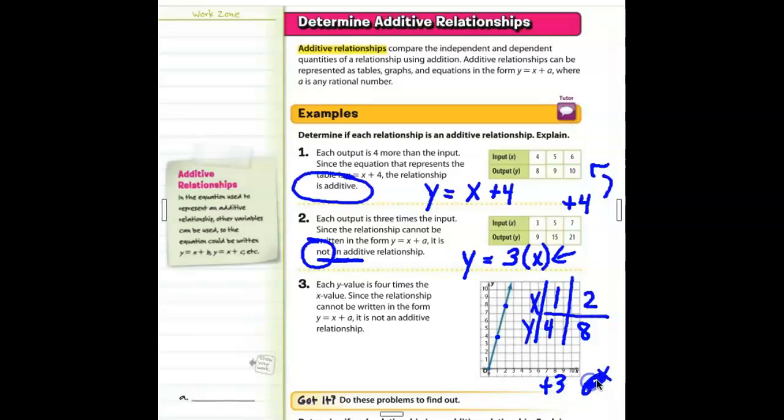by 4. Okay, so 1 times 4 is 4, yes. Is 2 times 4 going to be 8? Yes. 1 plus 3 is 4. Is 2 plus 3 going to equal 8? No, so this is not an additive relationship. The other clue is it goes through the origin. Multiplicative relationships go through the origin. Additive relationships never go through the origin. So that's the other clue. This is not an additive relationship.